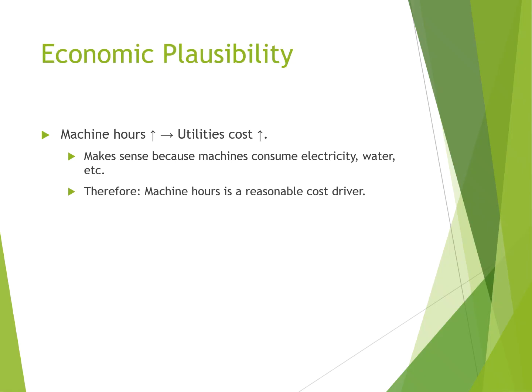Let's start with logic. If machine hours go up, utilities costs should go up. Machines consume electricity, water, air pressure, and more. So machine hours is a completely reasonable cost driver for utilities costs. This step is important even if the statistics look good. The model must make business sense.